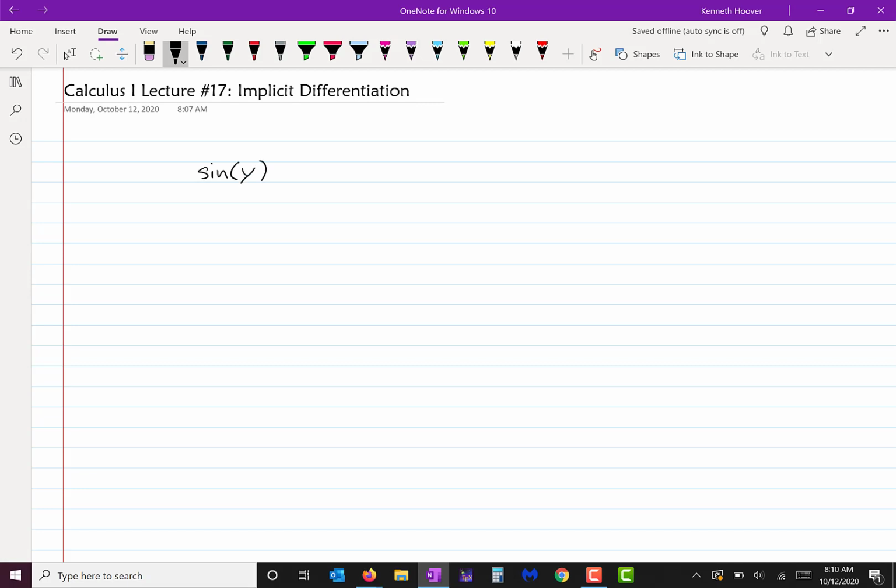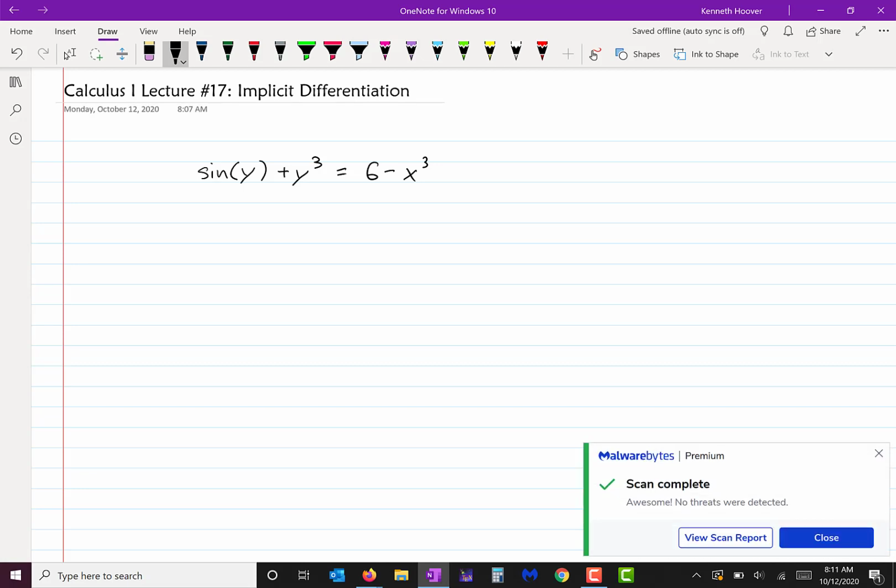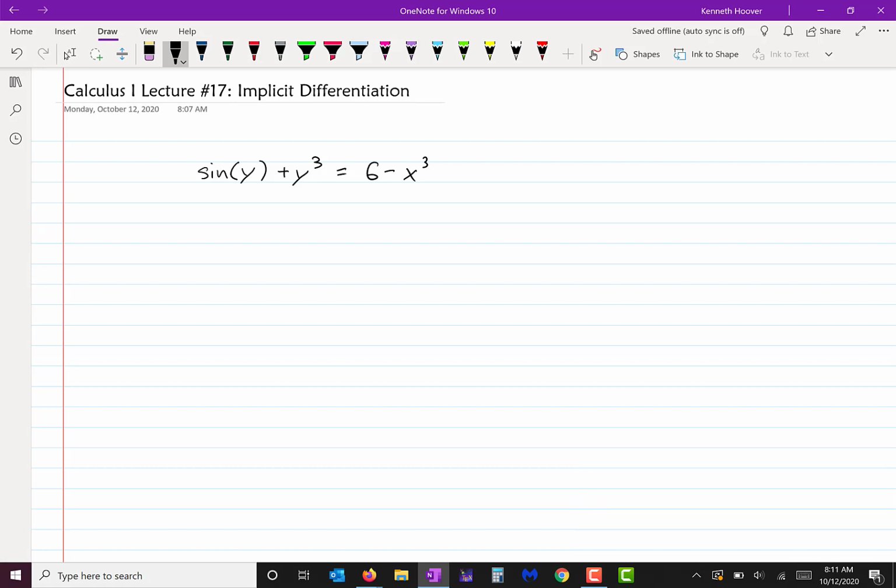Okay, let's look at this. Sine of y plus y cubed equals 6 minus x cubed. And suppose we want to find the derivative. Now, that question by itself, I say find the derivative, 99% of the time, that question is not going to cause any confusion. But in this case, I should be a little bit more specific and not just say find the derivative. What I should say is find the derivative of y with respect to x.